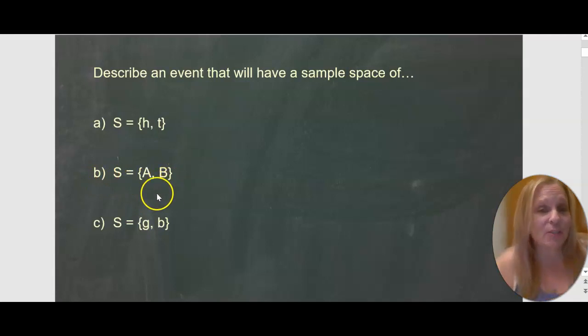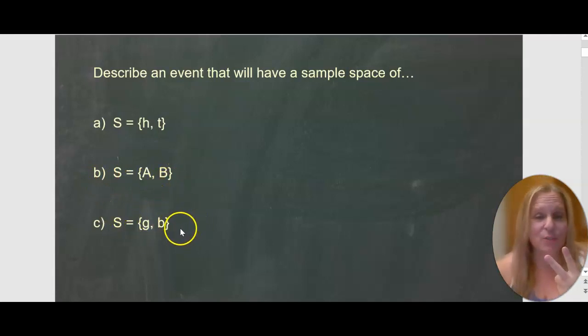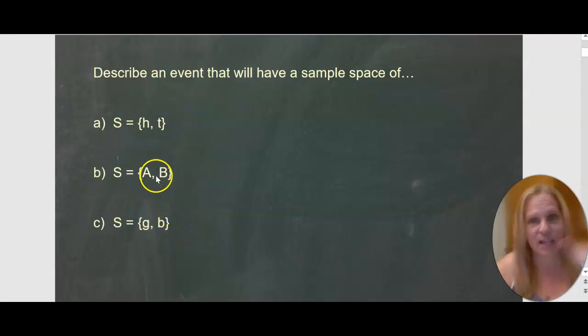For part B, actually for all of these, there's two options, right? So we could say for all of them, flipping a coin that has A on one side and B on the other, or flipping a coin that has G on one side and B on the other, right? So because there are two possible outcomes, a coin flip could be used for all of these.